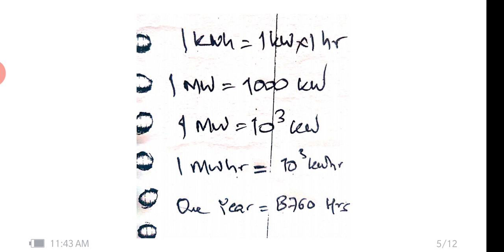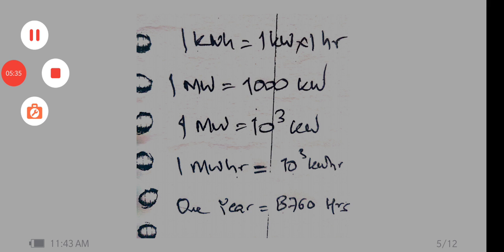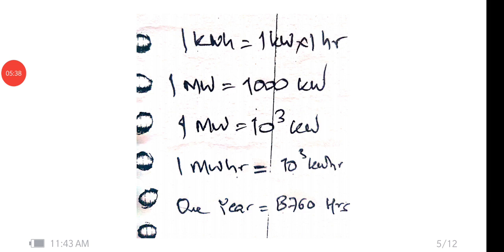So having understood the problem, now we will see that 1 kilowatt hour is equal to 1 kilowatt into 1 hour. 1 megawatt is nothing but 1000 kilowatts, which I can also write as 10 raised to 3 kilowatts. 1 megawatt hour is equal to 10 raised to 3 kilowatt hours, and 1 year is equal to 8760 hours.